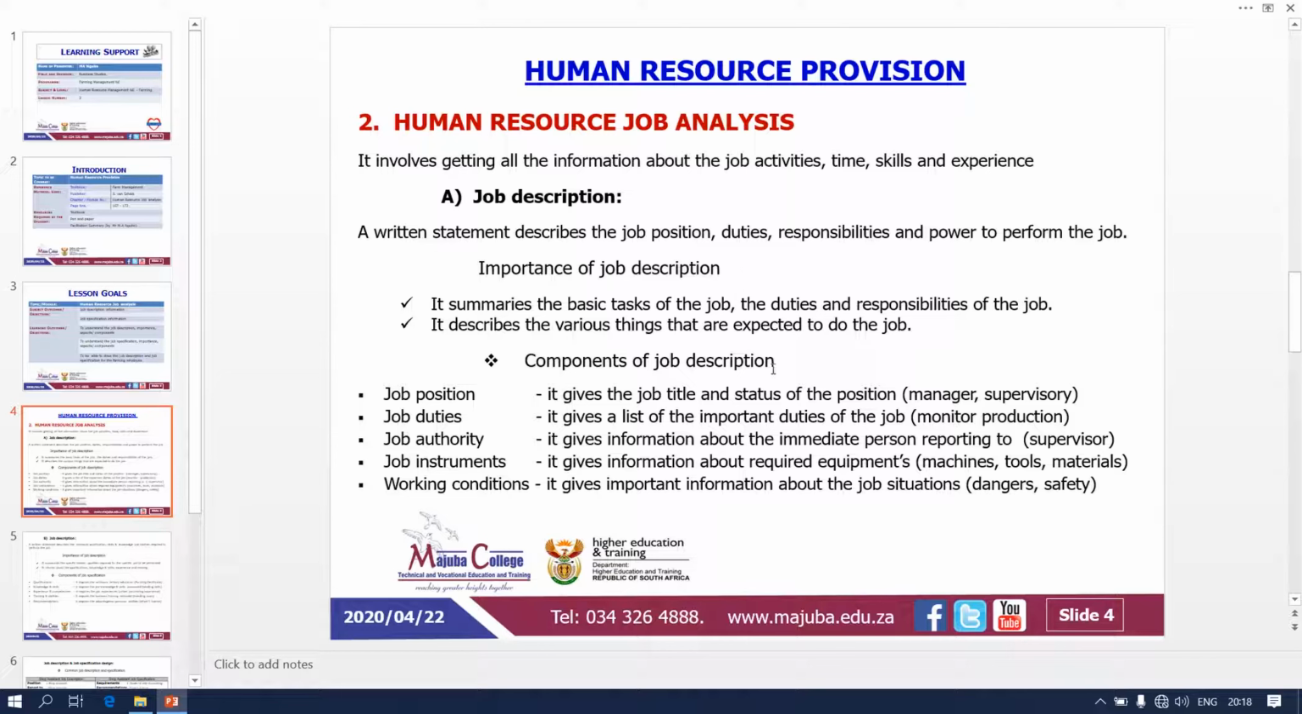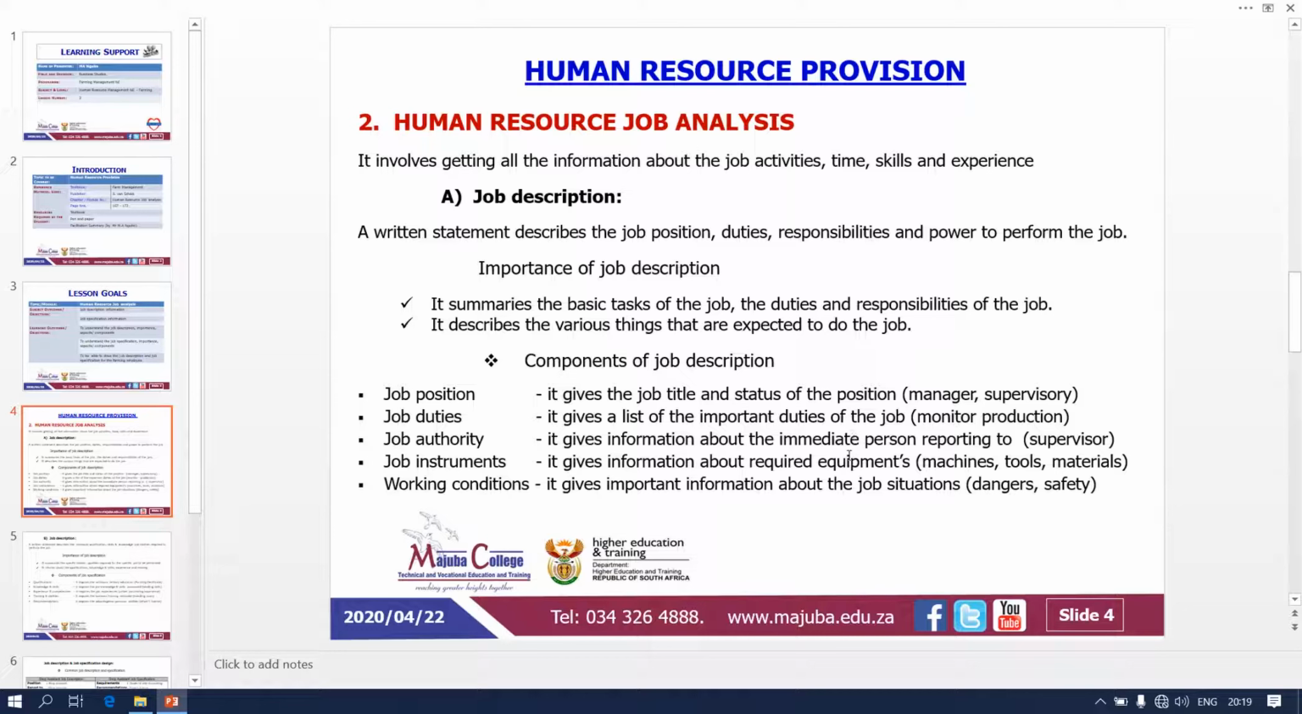Right. What are the components of the job description? As I mentioned, job position, job duties, job authority, which is also known as power, and then job instruments together with the working conditions. Now, under job position, we are looking at the job title or the status. Are you looking for a manager or a supervisor, right? Or the supervisory position, right? The duties, what this particular individual will be doing, right? Will they monitor production or will they be just a normal employee?